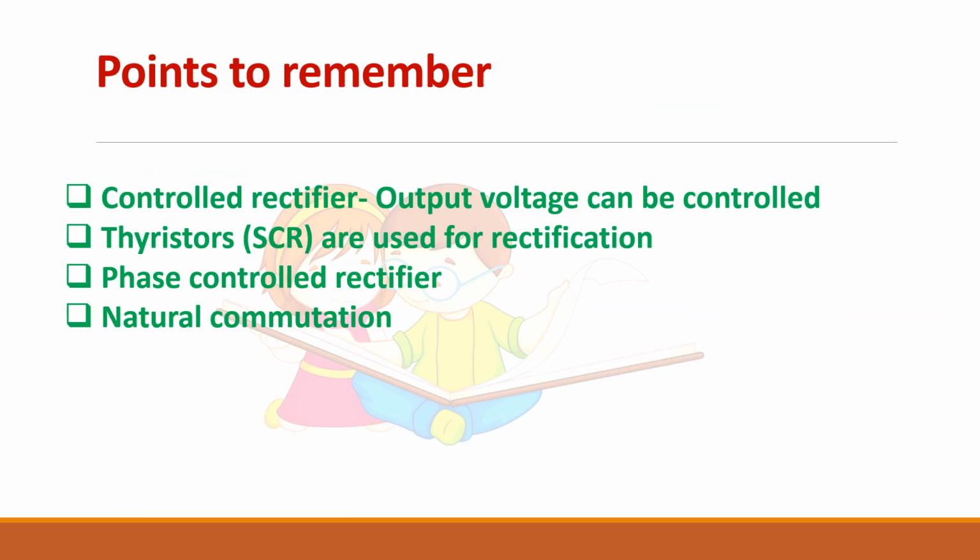So the points to remember here are: in a controlled rectifier, the output voltage can be easily controlled by varying the firing angle. Here thyristors are used. They are called phase controlled rectifiers, and in case of AC supply, natural commutation occurs.